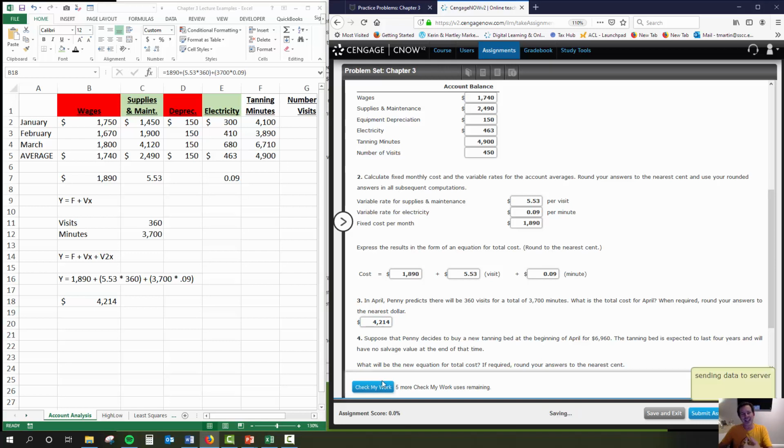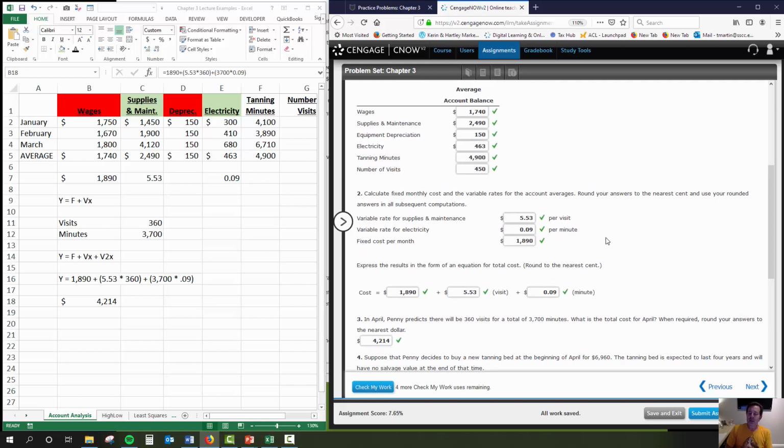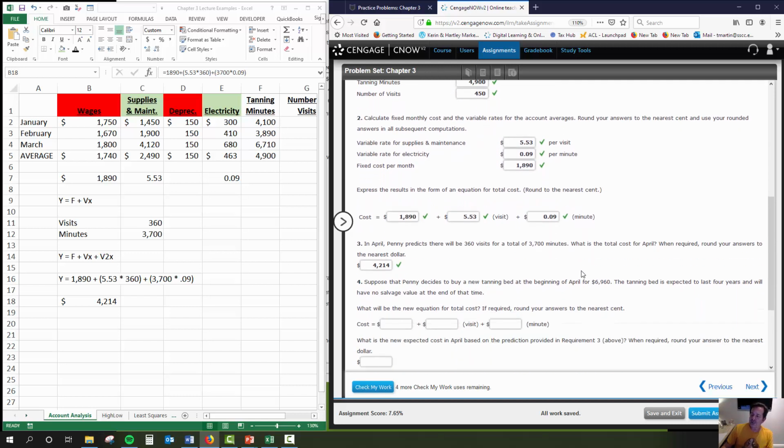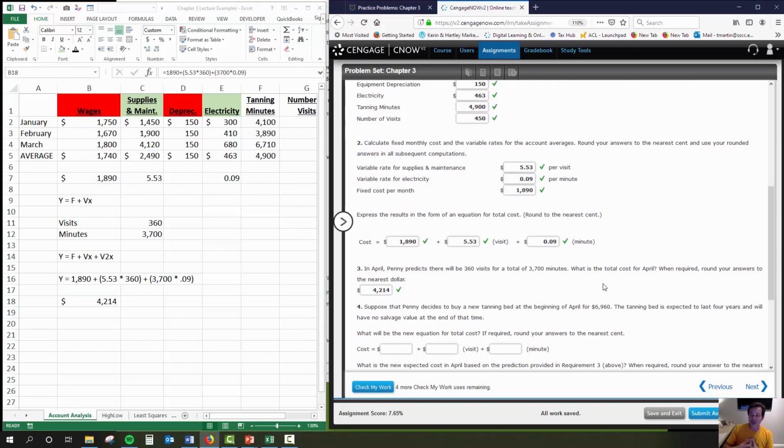I'll check my work real quick. I like to check my work after I've worked through most of the problem just to make sure I'm on the right track. Look at that, green check marks everywhere. So I'll let you try to figure out number 4 using that information. It's very similar. All we're doing is adding a little bit more to depreciation because we bought a new tanning bed. So we just add that in and redo the numbers.